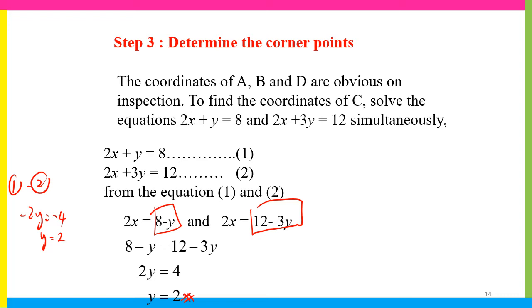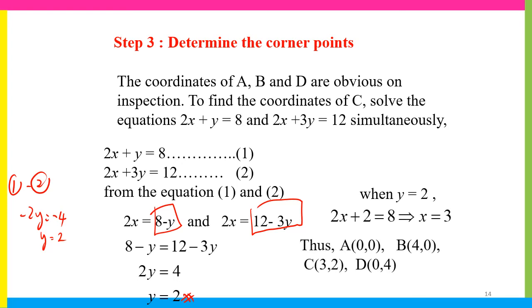X dia apa? Substitute lah dalam mana-mana equation 1 atau equation 2. So bila y sama dengan 2, x akan jadi 2x plus 2 equal to 8. So 2x equal to 6. So x equal to 3. So kita ada keempat-empat point, corner points kita, which is the vertex lah. So sekarang apa gunanya points ni? Point-point inilah yang digunakan untuk tengok, check sama ada kita dapat maximize tak objektif tu.